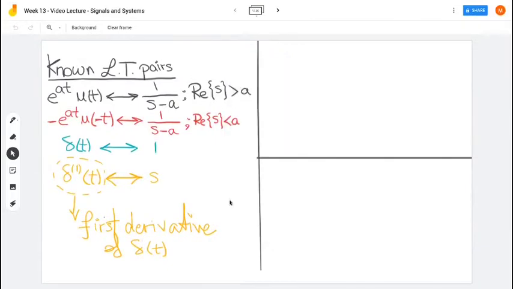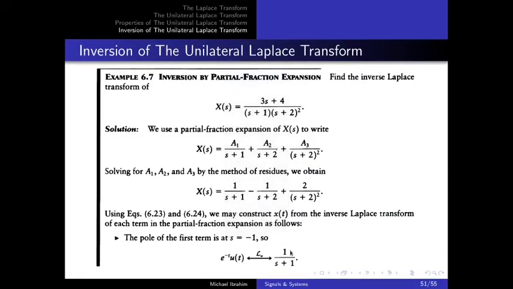Going back to the table over here, it's very similar to this term, 1 over s minus a, where a will be minus 1 in this case. So the time domain signal will be e to the power minus t u of t. So the first term we have, 1 over s plus 1, will have the inverse e to the power minus t u of t. The second term over here is 1 over s plus 2.